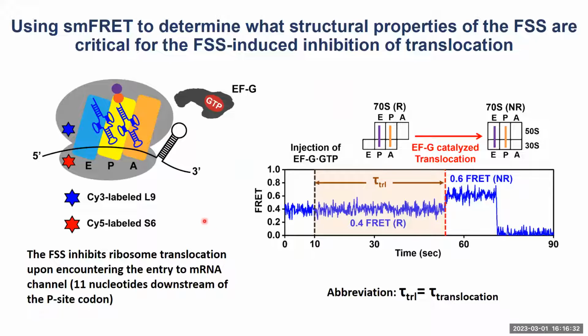So now we're going to position a stem loop at the entry to the mRNA channel in the pre-translocation ribosome with peptidyl tRNA bound on the A site and deacylated tRNA on the P site. And we're going to start imaging this ribosome. So here's the typical trace that we obtained from one ribosome. We start imaging, and at 10 seconds after the beginning of imaging, we're going to inject EF-G and GTP and measure the time it takes for the ribosome to switch from the 0.4 rotated state to the 0.6 non-rotated state. And this is the time that corresponds to the rate of translocation.